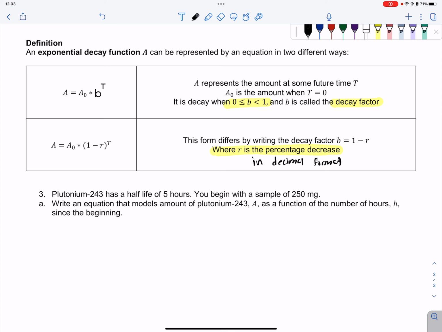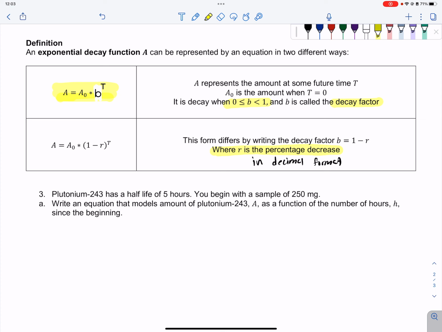And looking at these equations on the left, you should think that they look a little similar to our percent growth equations that we had. A equal to a naught times b to the t power. It's the same formula, it's just instead of b being greater than 1, it's between 0 and 1.